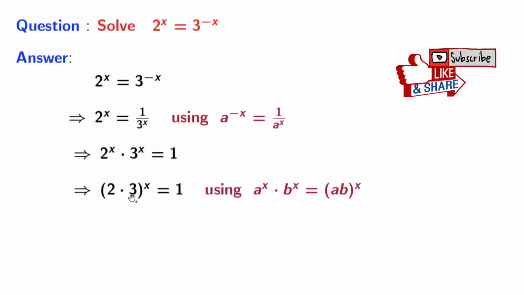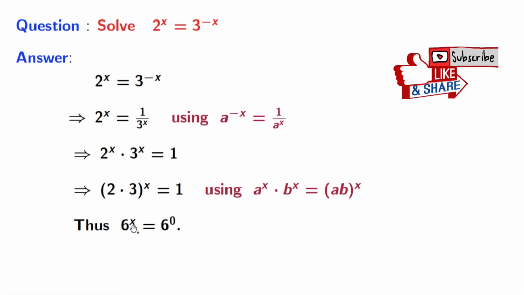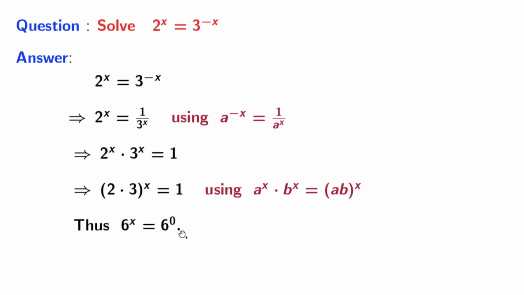Now as 2 times 3 is equal to 6, so we have 6 power x in the left hand side, and in the right hand side we have 1 which can be written as 6 power 0. Now look that we have 6 power numbers on both sides. So their powers will be equal. So x is equal to 0. This is the solution of the given equation.